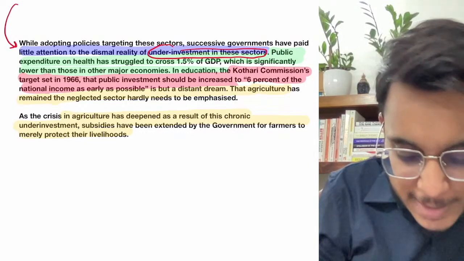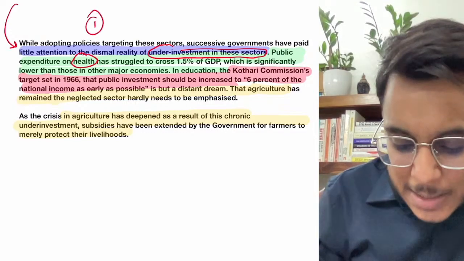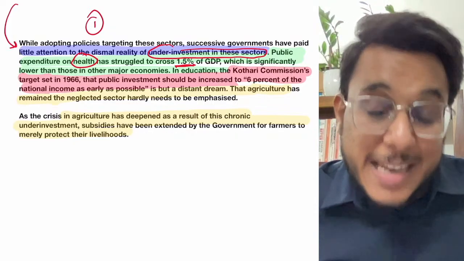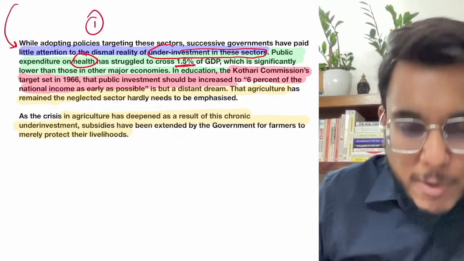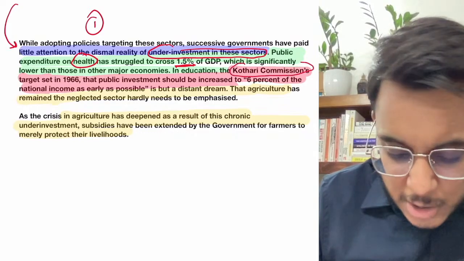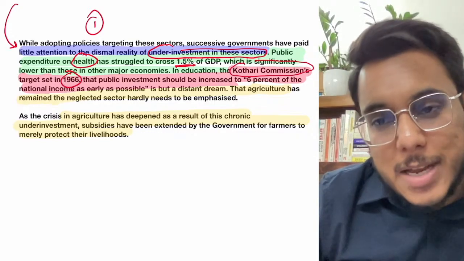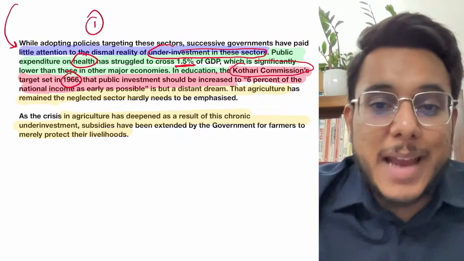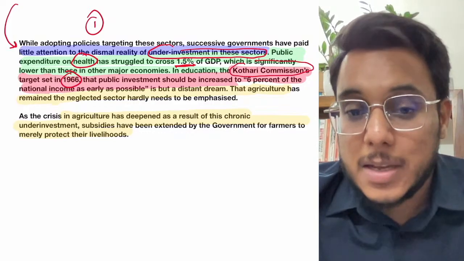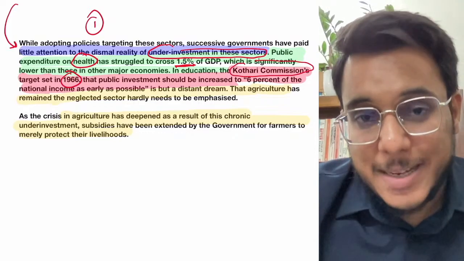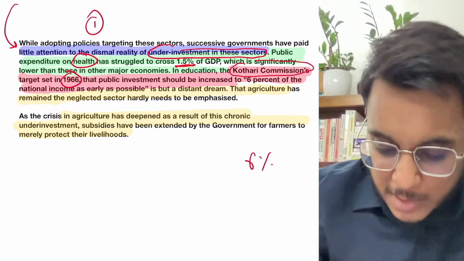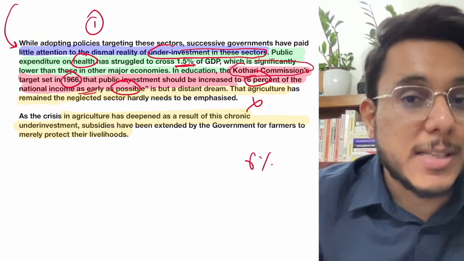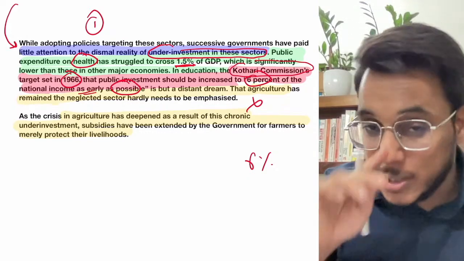For example, guys, when we talk about health, number one is health. In health, the GDP expenditure is not more than 1.5%. It has been less than 1.5% for so many years. Now, when we talk about education, there was a Kothari Commission established in 1966. The Kothari Commission in 1966 recommended that the expenditure on education needs to be at least 6% of GDP. 6% of national income needs to be invested in education. But up till now, we are not contributing 6% of GDP on education. Fine. So this is something that has happened.